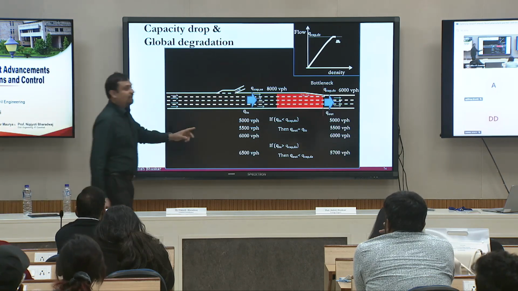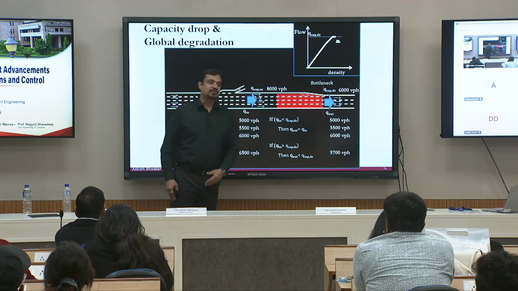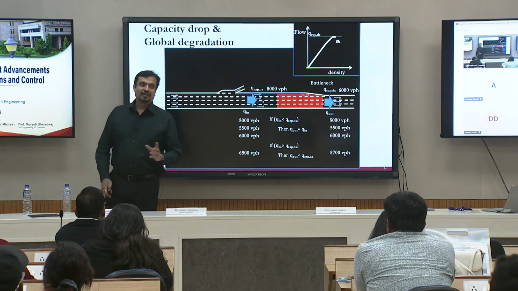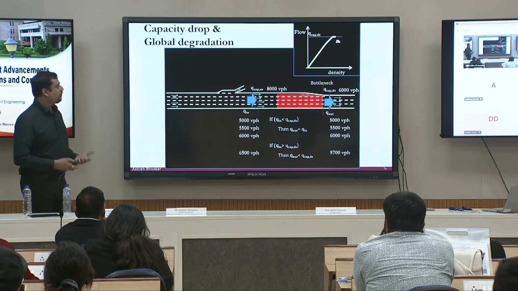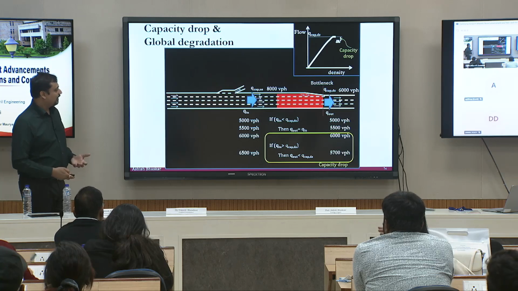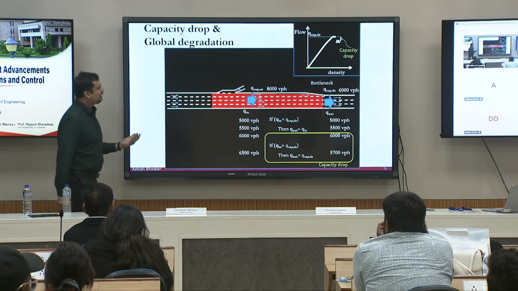So at the local level, the traffic has gone bad. Earlier, I was able to serve 6,000, and now I'm only serving 5,700. If the demand is increasing, or even if the queue is building up, what's going to happen here is a capacity drop. The queue spillover is happening.